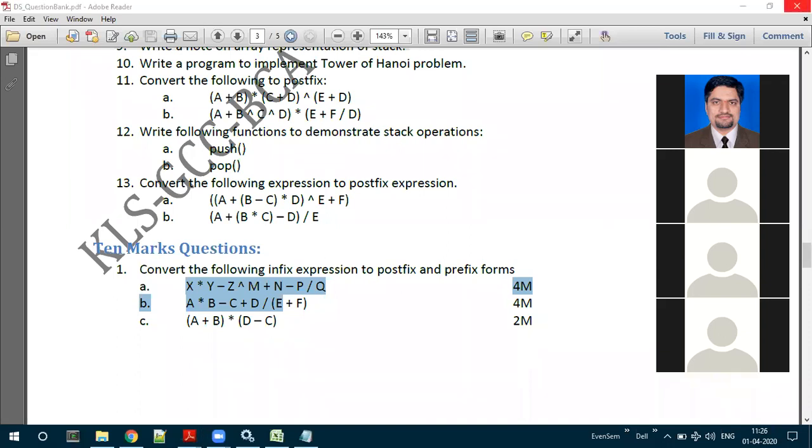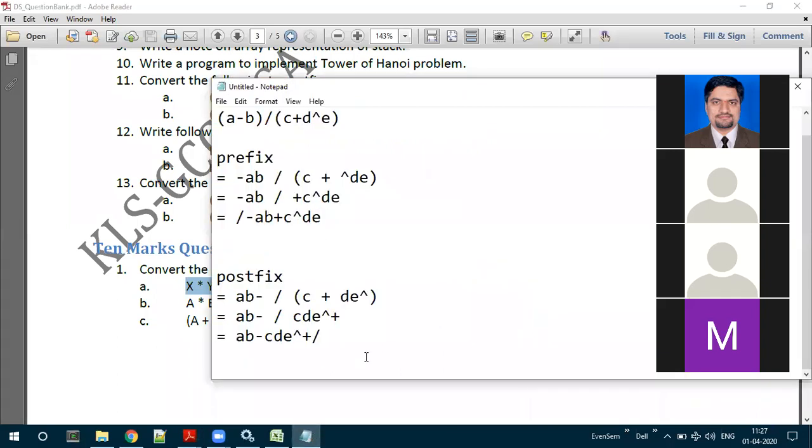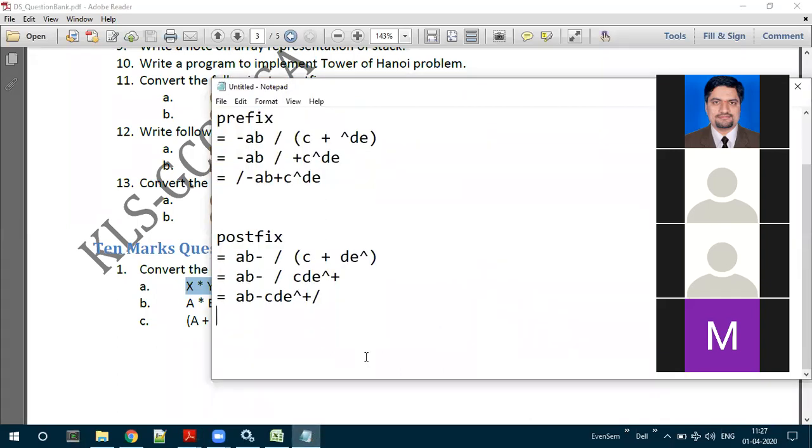Sir, in this 10 marks question, first we have to consider this z power m, no? Yes. Now here, shall we work this particular first example? Yes, sir. Okay, let me take the first example and let us try to solve it.